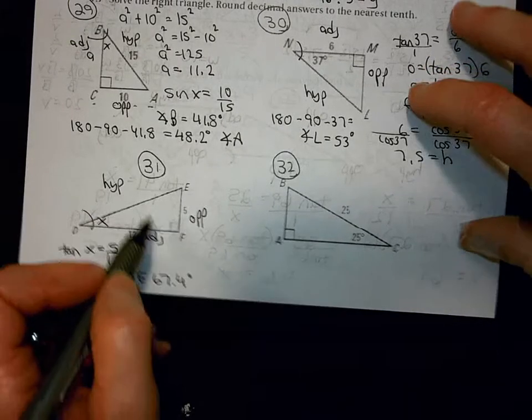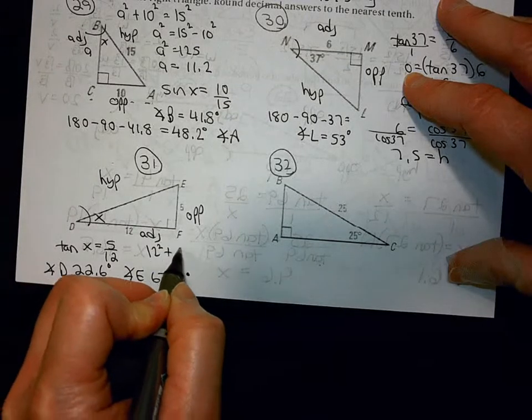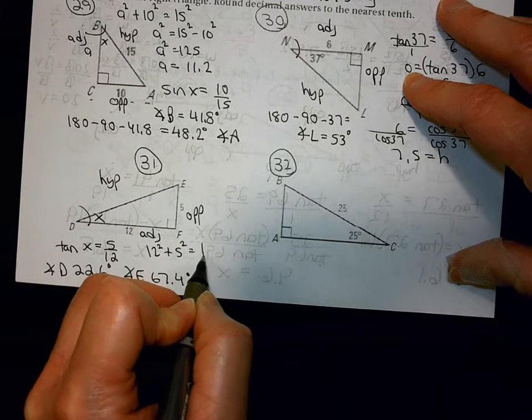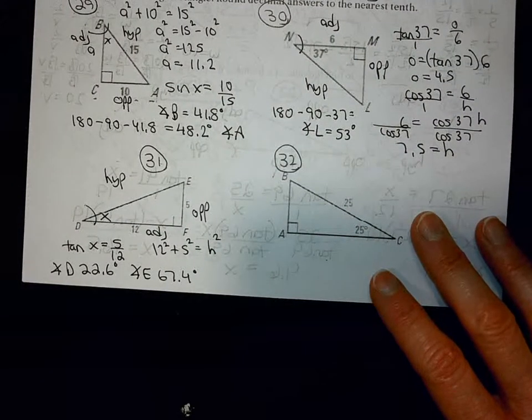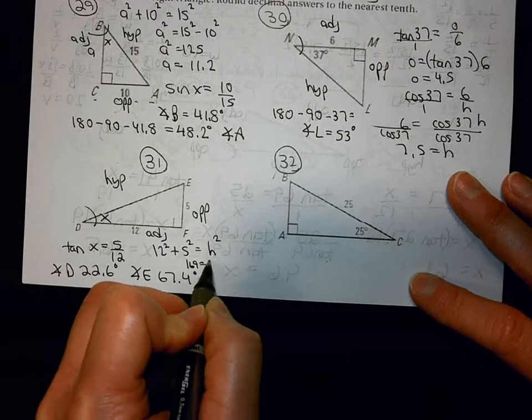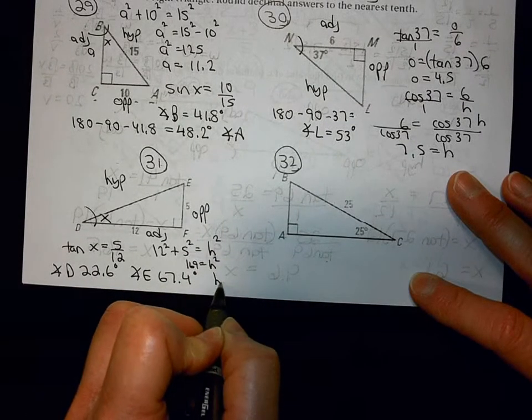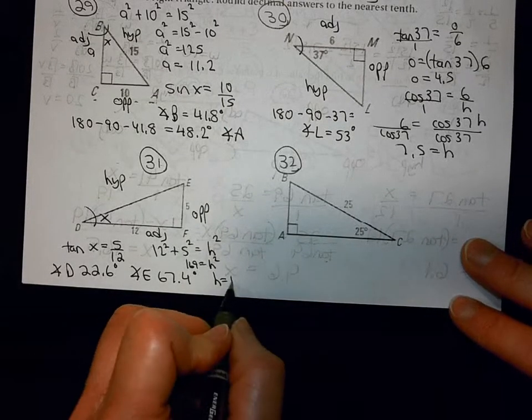Okay, and then we can find our third side. These are the A's and the B's, so 12 squared and 5 squared is hypotenuse squared. So 12 squared plus 5 squared is going to be 169. So h is going to be second button, which is square root of 169. So h is 13.